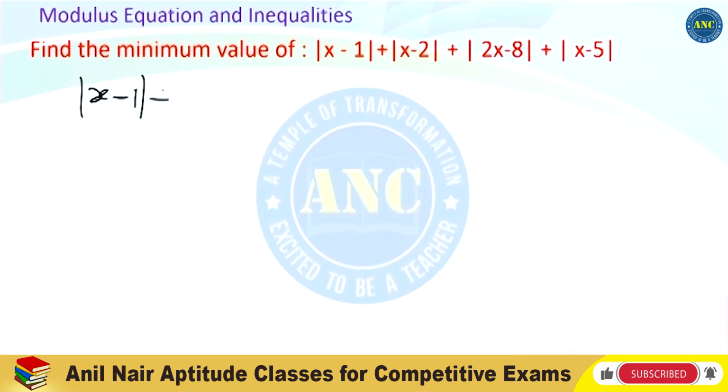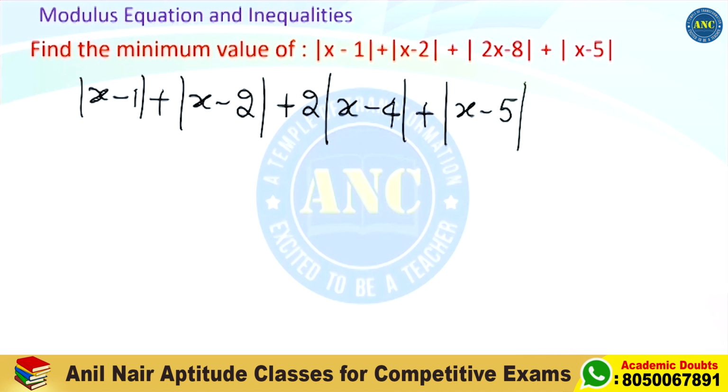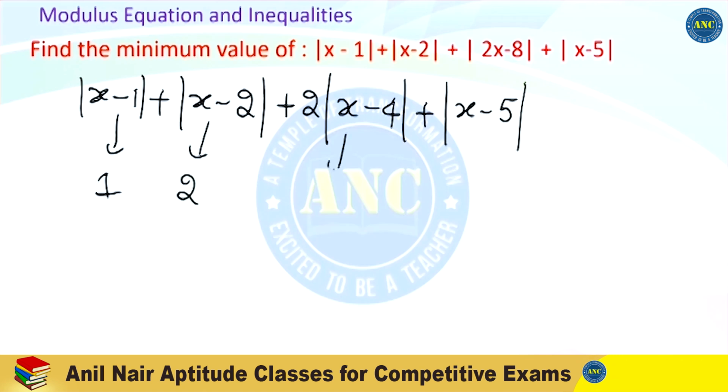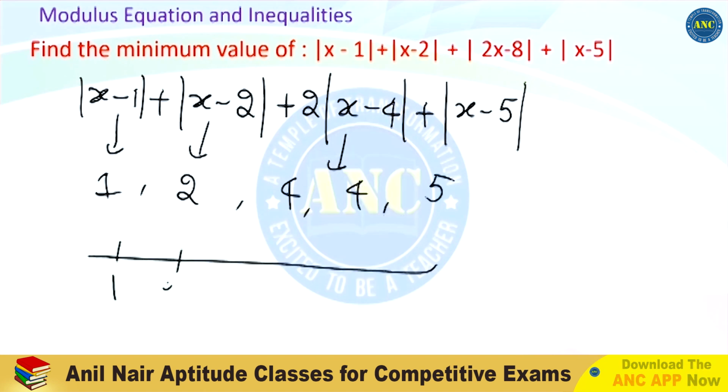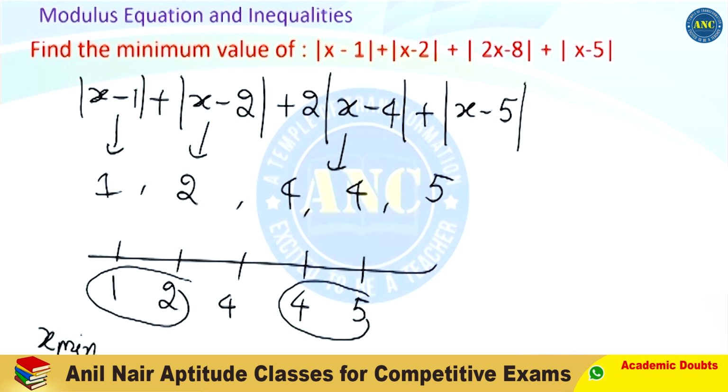Mod x minus 1 plus mod x minus 2 plus 2 into mod of x minus 4 plus mod of x minus 5. So these are nothing but 1, these are nothing but 2, these are nothing but 4. 4 is written twice: 1, 2, 4, 4, and 5. If I draw it on a number line, quickly in 5 to 10 seconds, you will get the answer. 1, 2, 4, 4, 5. There are 2 to the left and 2 to the right. So x minimum is nothing but 4.